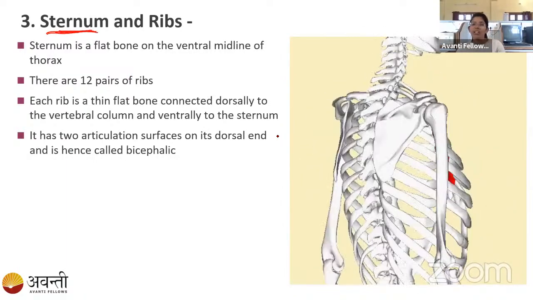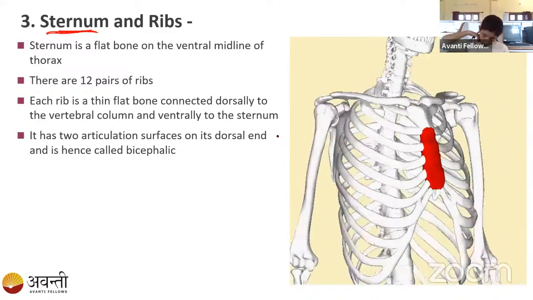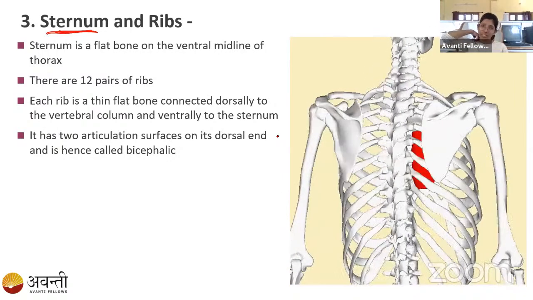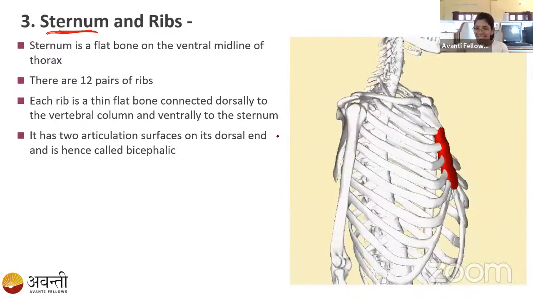Is it present on the dorsal side or the ventral side? As I said, the vertebral column is present in the back, which is the dorsal side. Where the face is present is the frontal side, sorry, the ventral side, right?